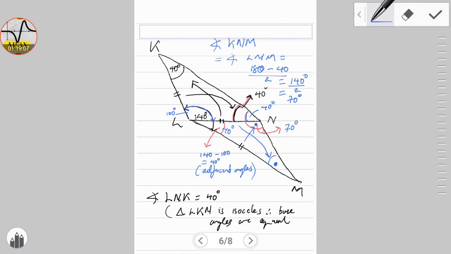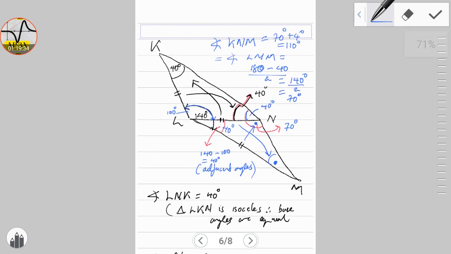Now since we have this bottom half here which is 70 and this other top half here which is 40, then the angle we're looking for is equal to 70 degrees plus 40 degrees, and that's equal to 110 degrees. And the reason for that is that these two adjacent angles here sum to 110. All right, and that would be your geometric reasoning behind this particular question.